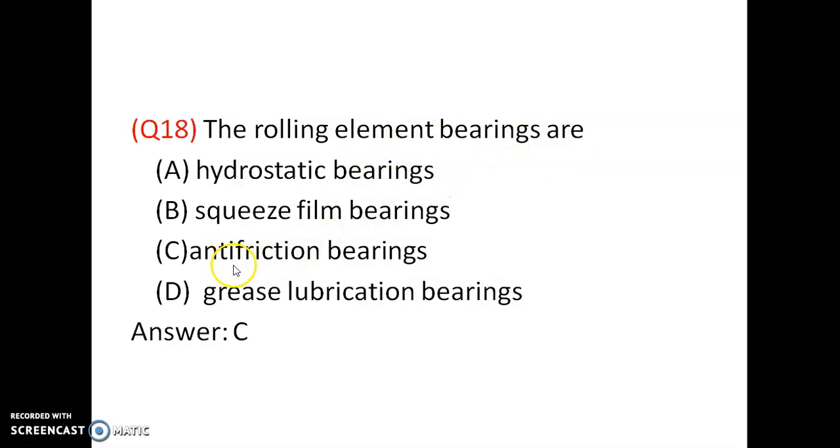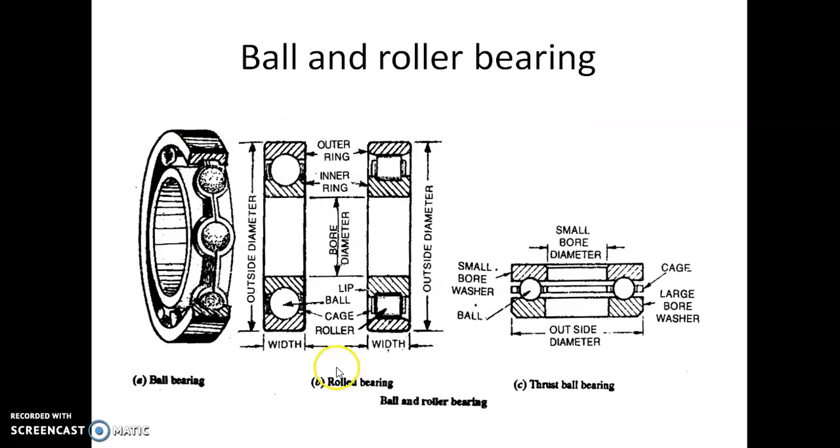They are called anti-friction bearings because they have a very low coefficient of friction, which is in the order of 0.001. So they are called anti-friction bearings. Rolling element bearings, that is ball bearings, roller bearings, and needle bearings, are called anti-friction bearings. Option is C.